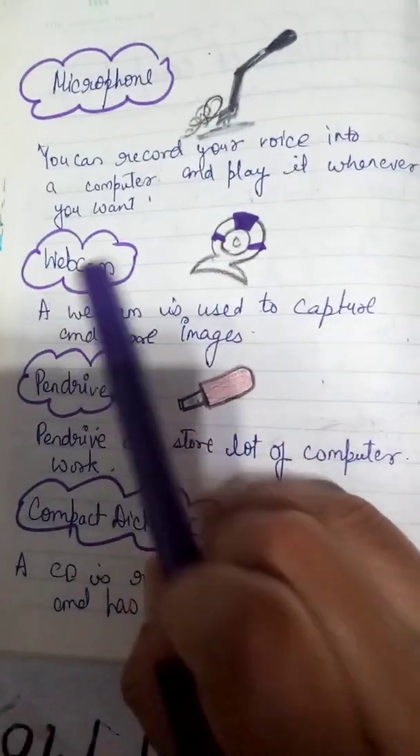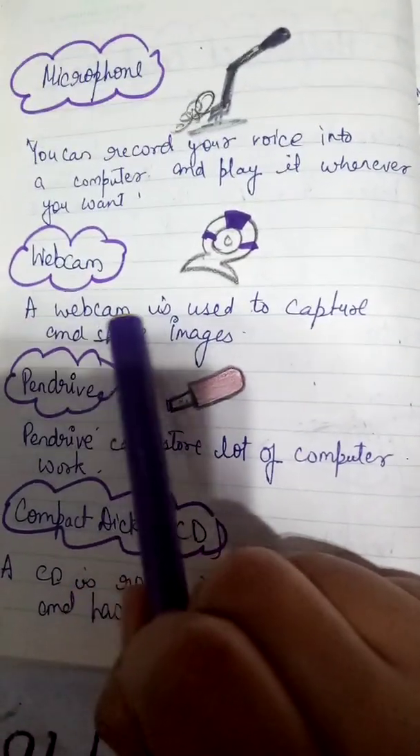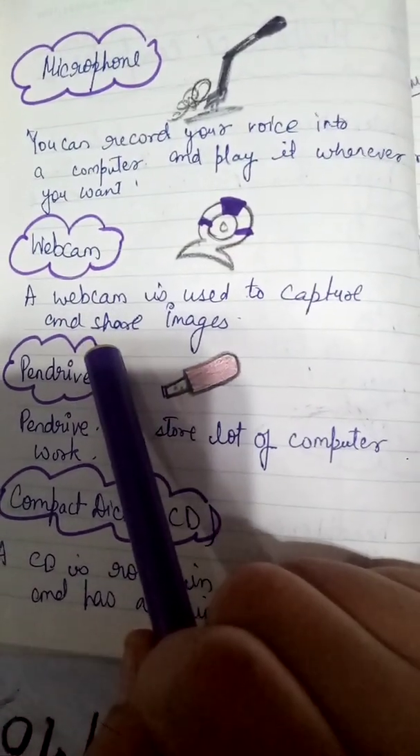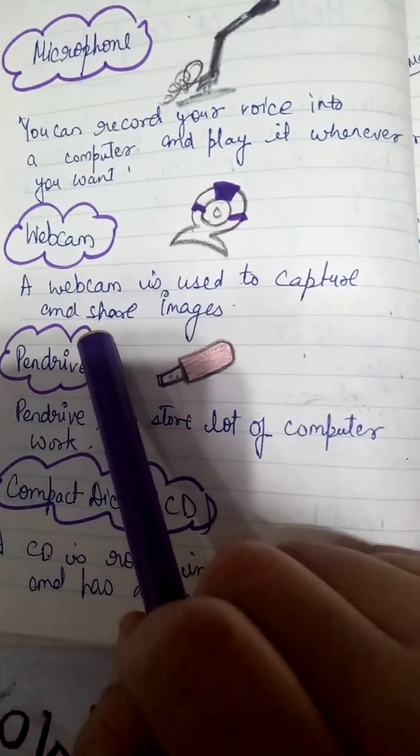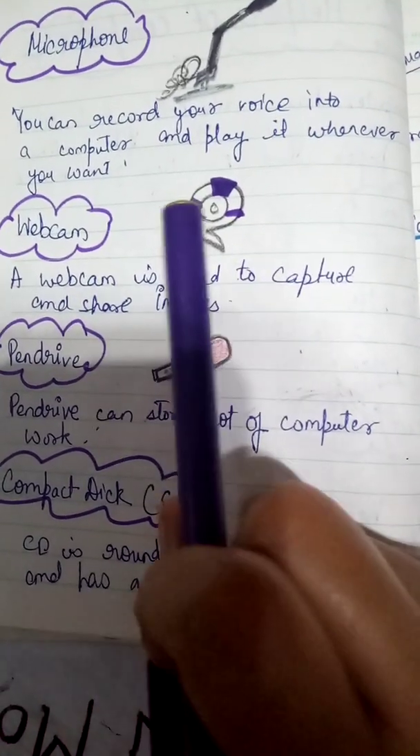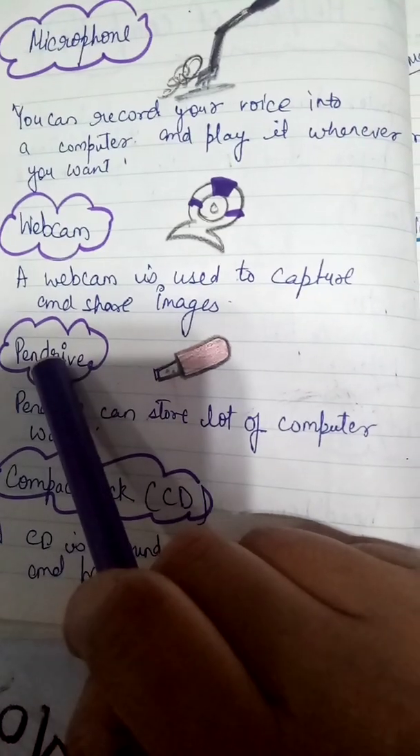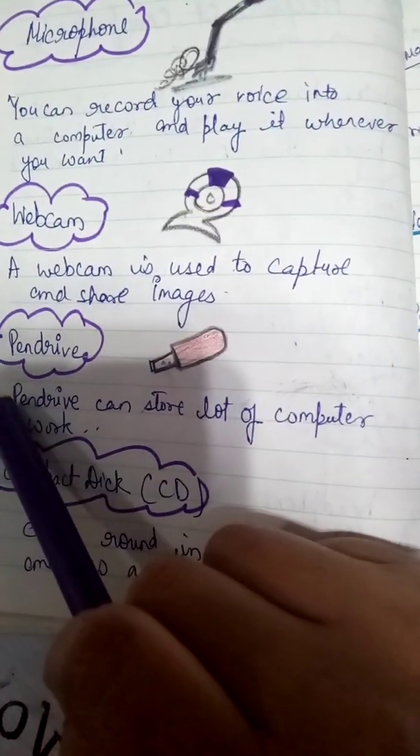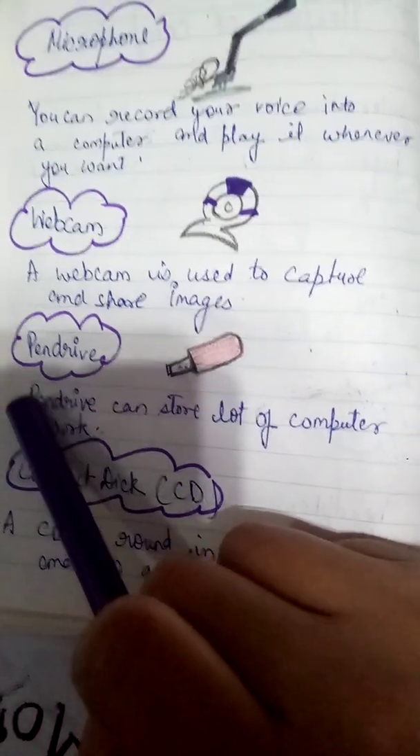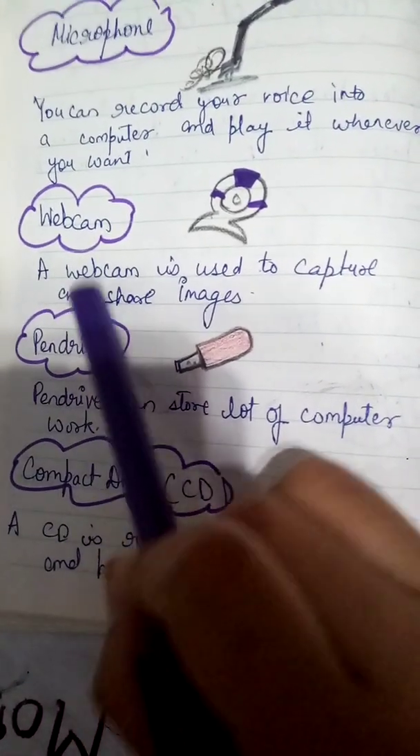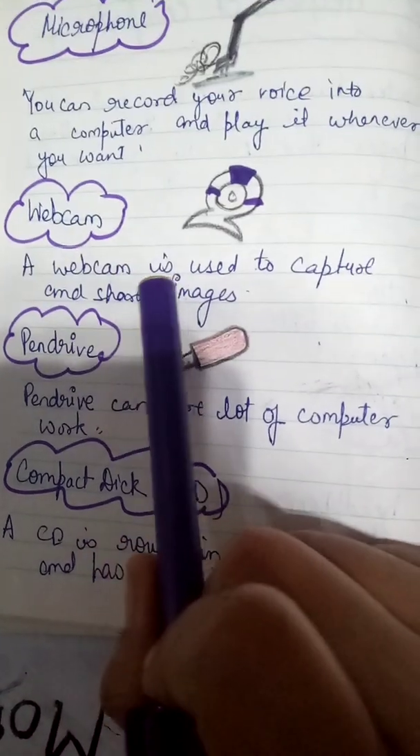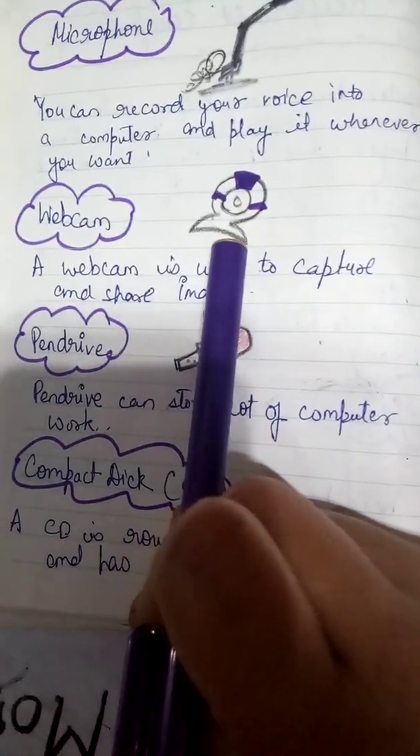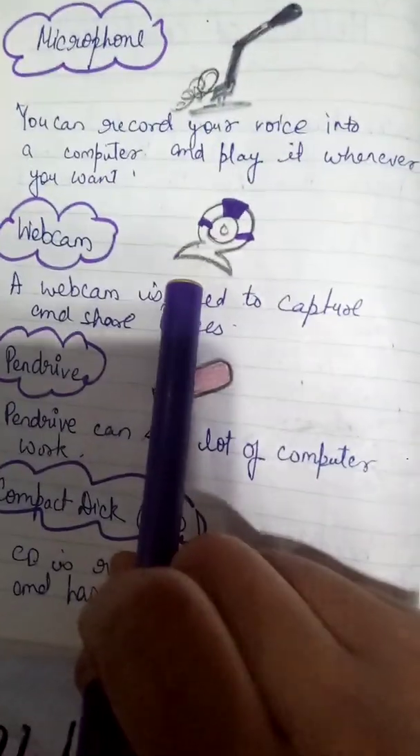Okay, this is a webcam. A webcam is just like a camera. A webcam is used to capture and share images, right? As we do video calls on the phone, we can do video calls with the help of a webcam on the computer also. A laptop already has it, right? If many of the students have a laptop at home, they can see on the screen of the laptop there is one small camera, so that is the webcam. And in a desktop, if you want to attach a webcam, you just need to buy one.